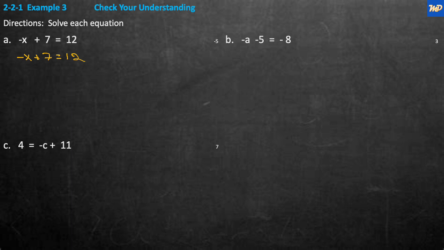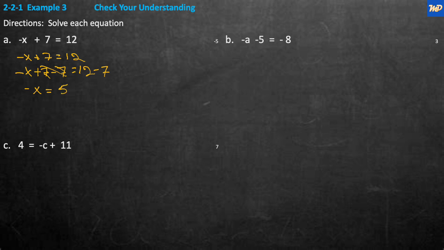We're going to move the 7 to get the x by itself. The 7's going to the right, and to move a positive 7, we have to subtract 7, right? So we have to use the subtraction property of equality. Negative x plus 7 minus 7 equals 12 minus 7. The 7's on the left-hand side cancel each other. We end up with negative x is equal to 12 minus 7, which is 5.